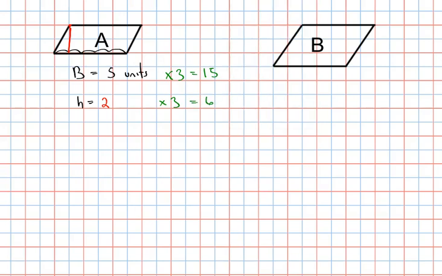I'm going to start with my base. So I'm going to need a base of 15 units. So I'm going to start here. 2, 4, 6, 8, 10, 12, 14, 15 units. And then I'm going to create my height, which has to be 6 units. So I'm just going to draw myself an imaginary line here for a second. And my height's going to be 2, 4, 6 units up right there.